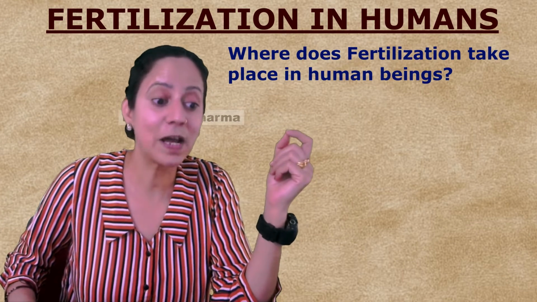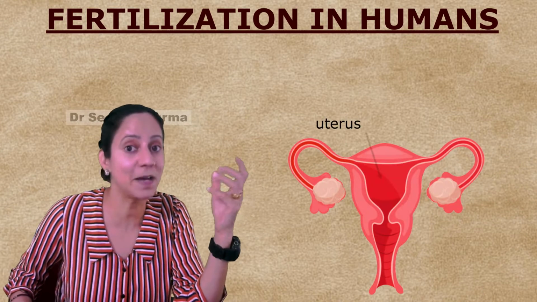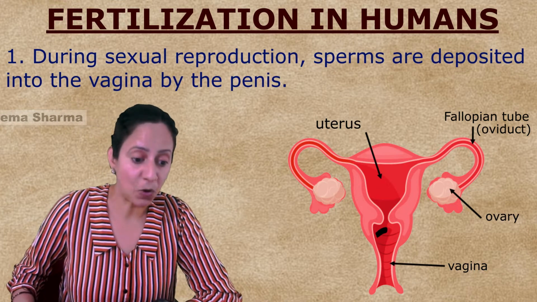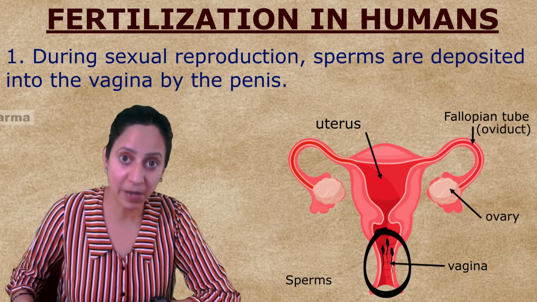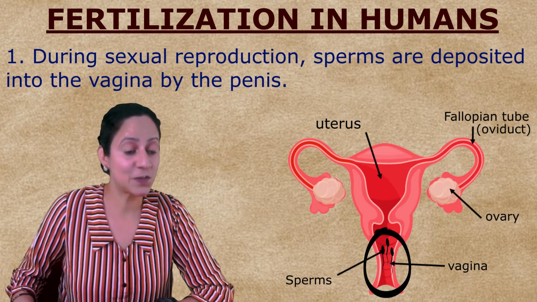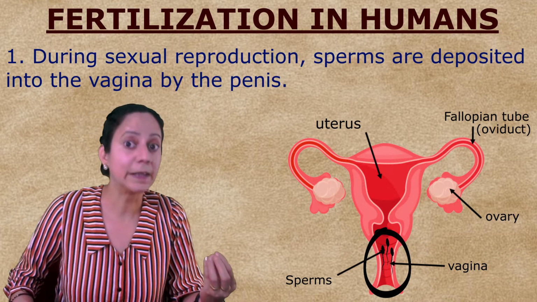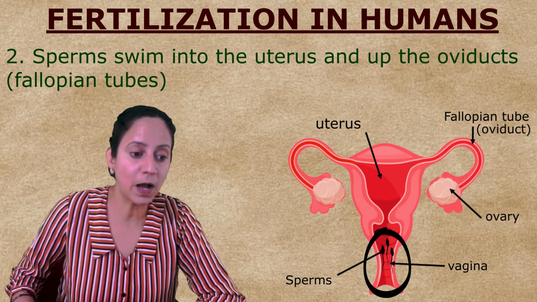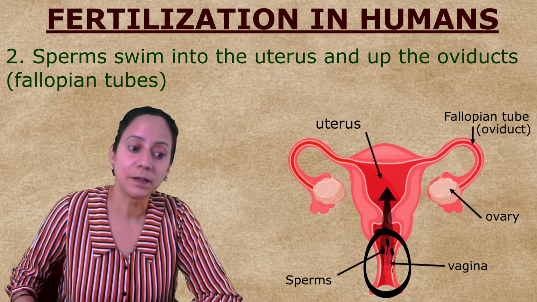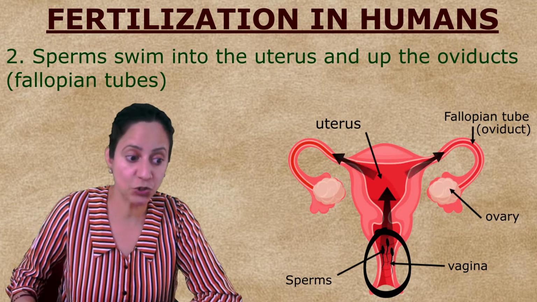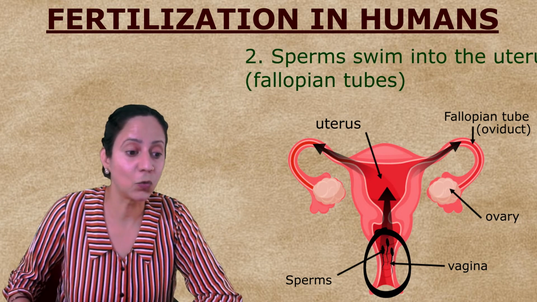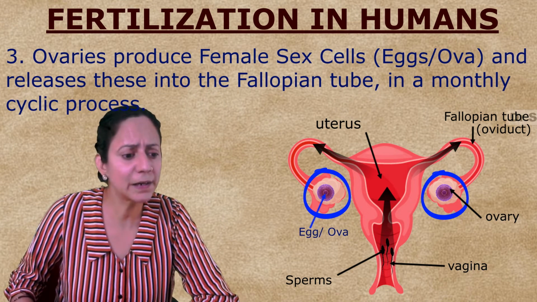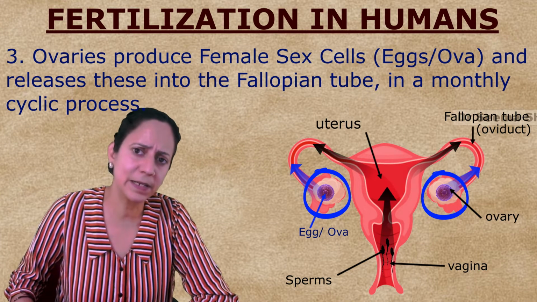For that, you should have a clear idea of the female reproductive system and its various parts. During sexual reproduction, sperms are deposited into the vagina part of the female reproductive system. These sperms are a million in number and they are motile, they can move. So they swim upward into the uterus and go up to the fallopian tube or oviduct. You also know that ovaries produce female sex cells called eggs or ova, and they are released into the fallopian tube in a monthly cyclic process.